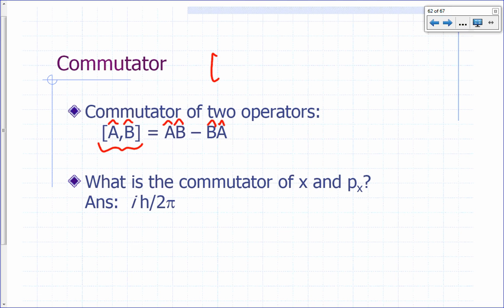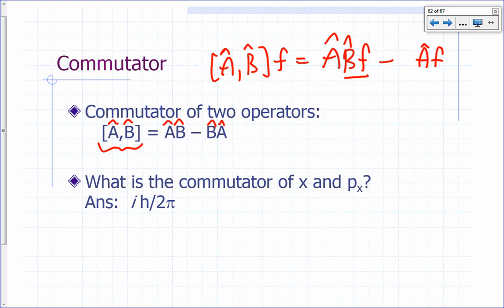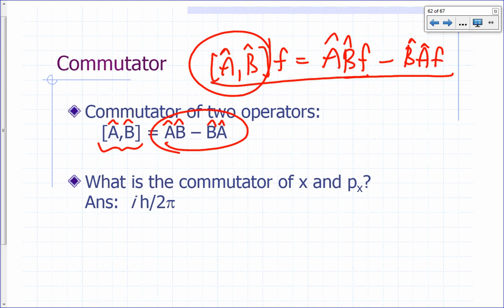If I were to say A hat, B hat operating on function f, then you're going to say, okay, I'm going to do B first on function f and then apply operator A. And I'm going to switch the order. I'm going to do A first, apply it on function f, and then do operator B on the result. So that's what the commutator means. The commutator is just another operator. It's the difference of these two product operators. So what's the commutator of x and px? You should be able to show that it is equal to i h bar.